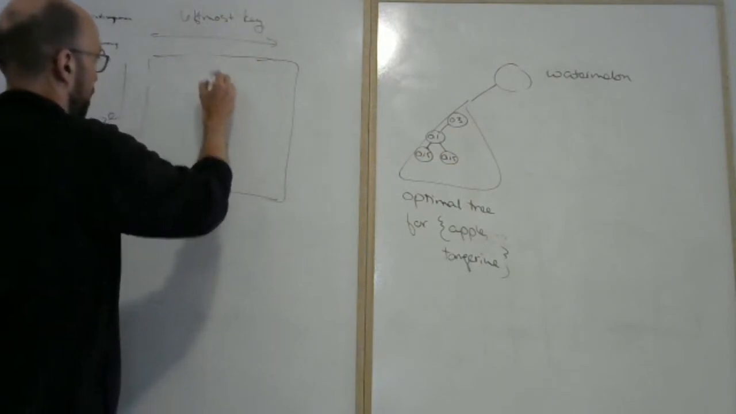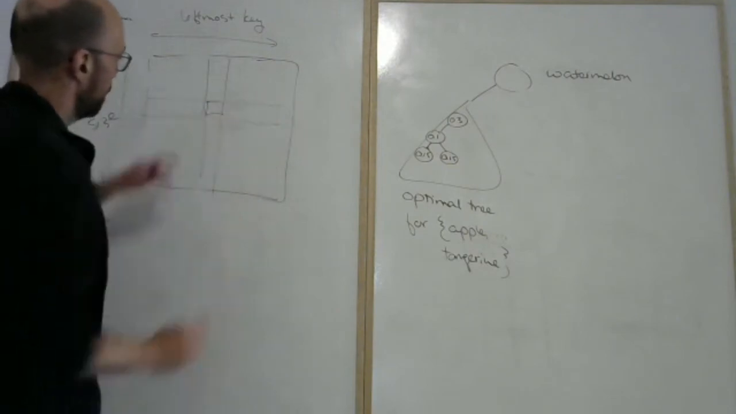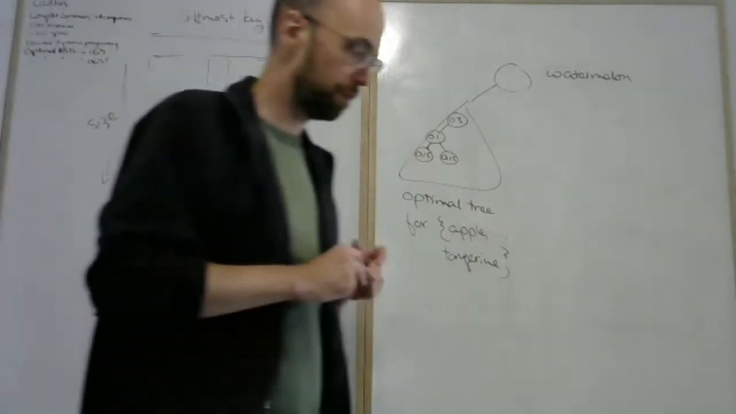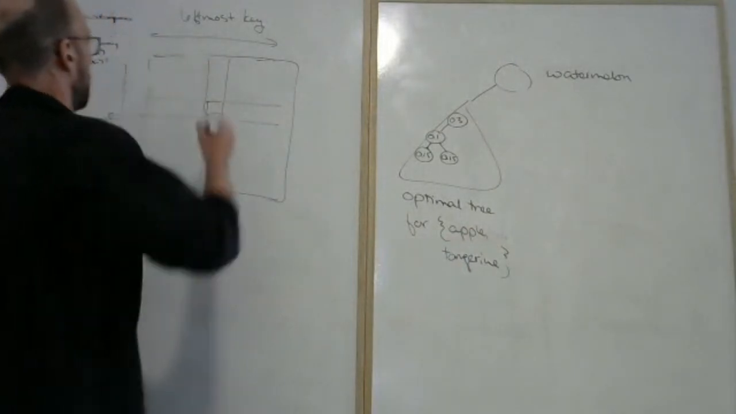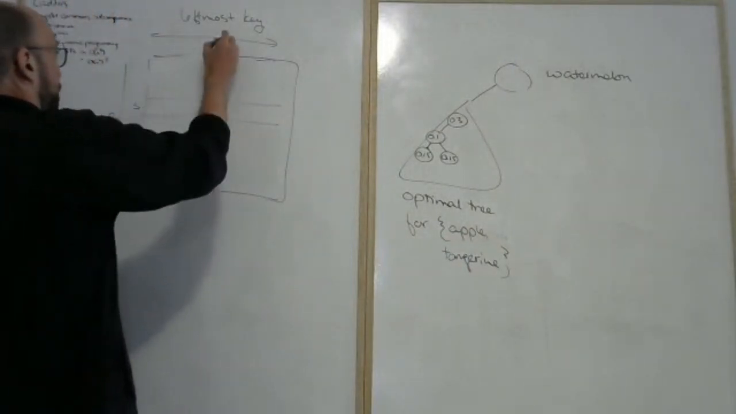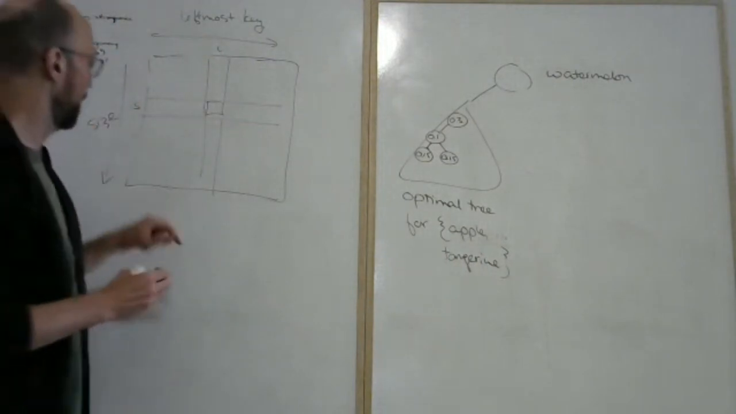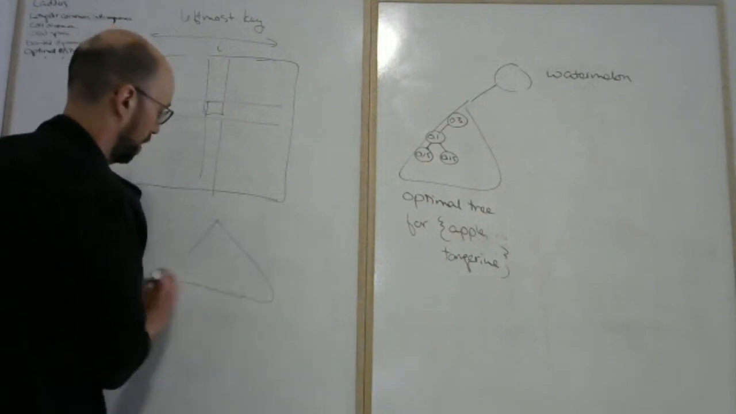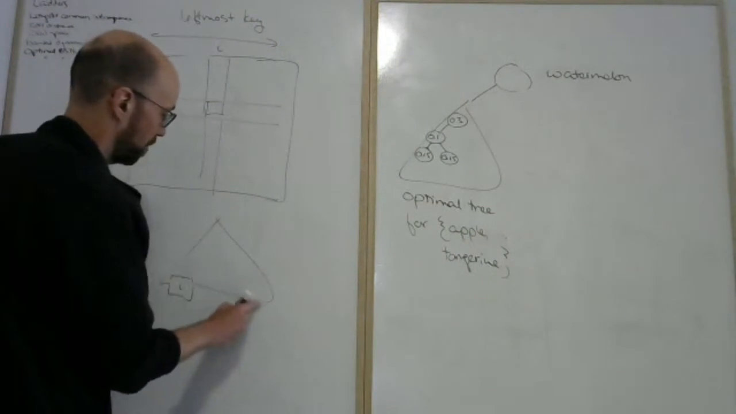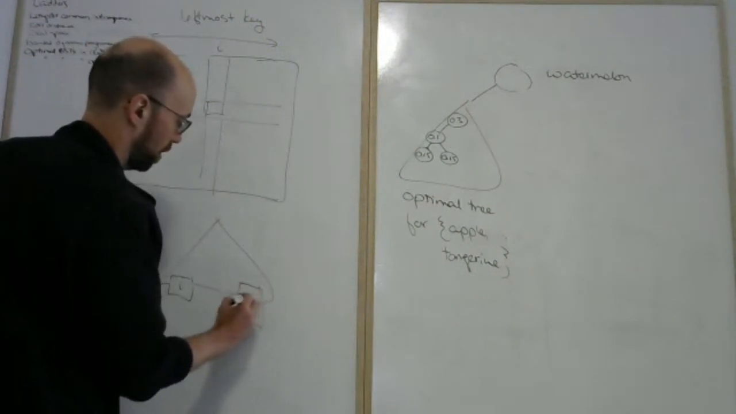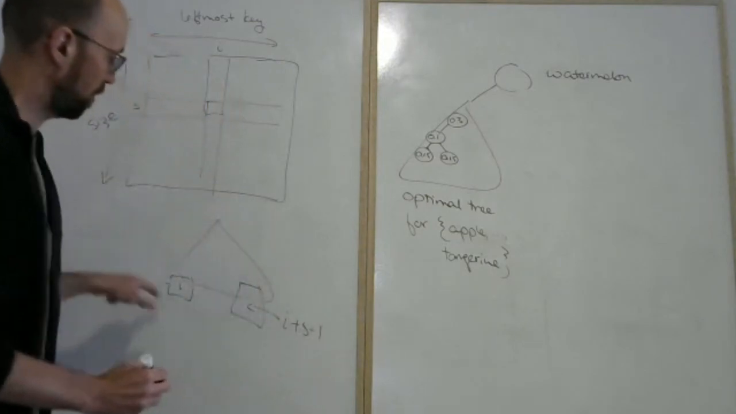To fill in some cell ij, you're looking at the subtree. You're looking to build a binary tree that goes from the ith key to the key that's i plus s minus 1. So you're looking for the cost of these.